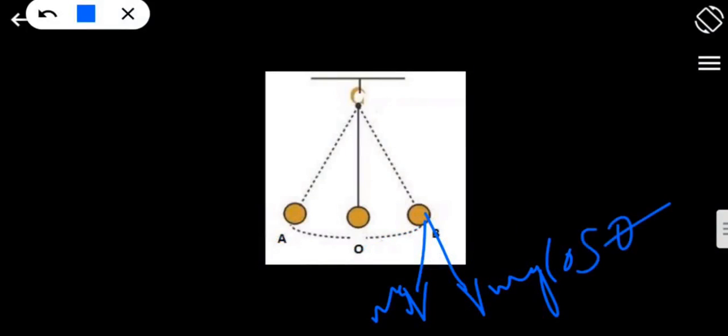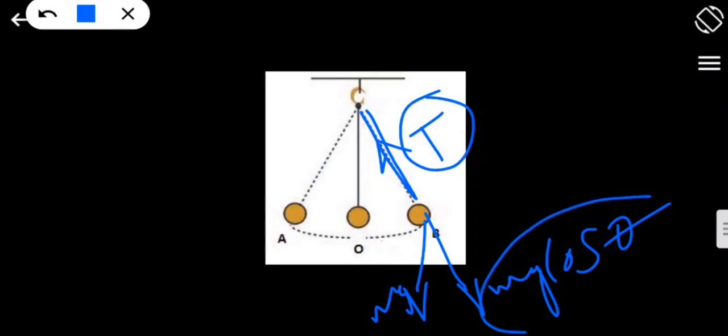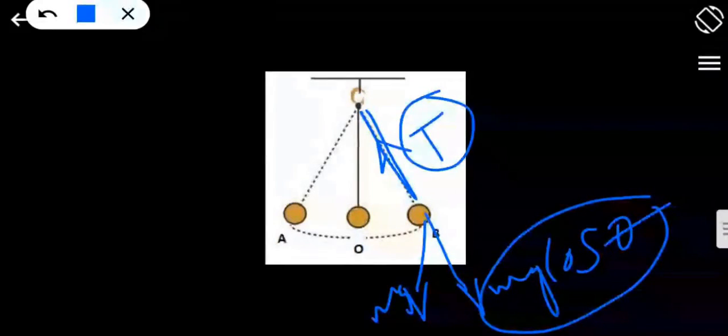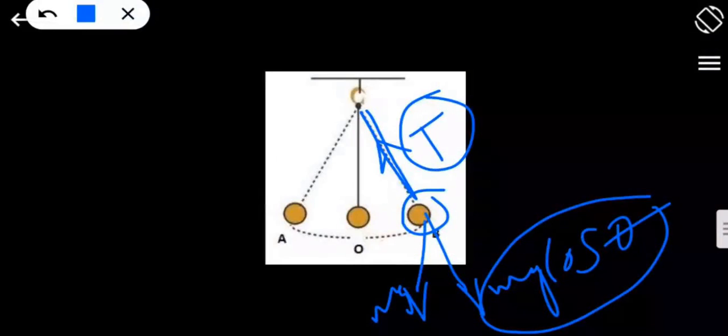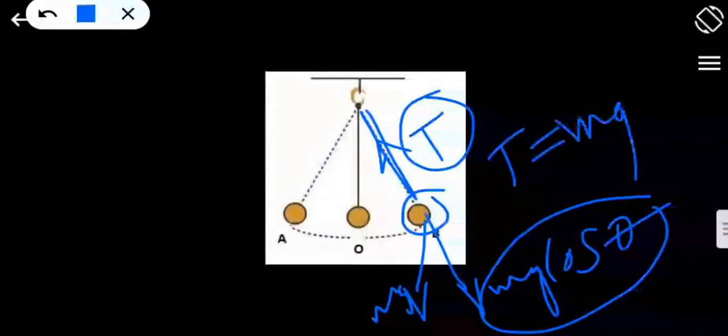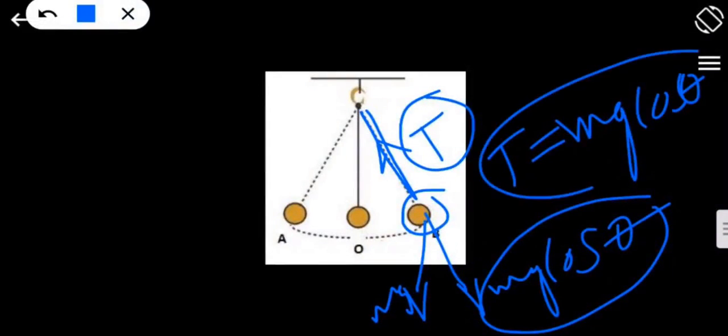Why is it not going? Because there is another force here which is acting in the string, known as the tension force. This tension is equal to your mg cos theta. That's why your pendulum is at this position. Here you can say the tension in the string is equal to mg cos theta, right? So because of that, it is not acting.